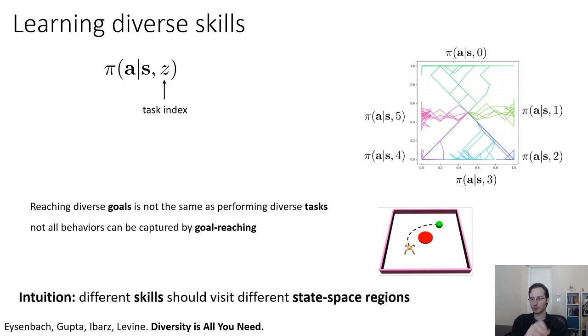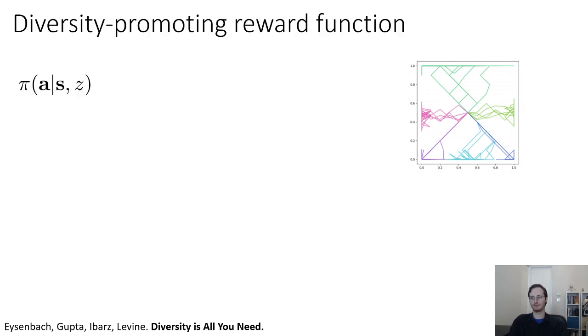The intuition is that different skills should visit different state space regions, not just different individual states. So here's how we could learn skills that go beyond just state coverage. We could have a kind of diversity-promoting reward function.